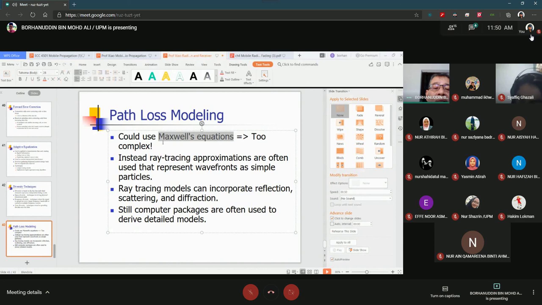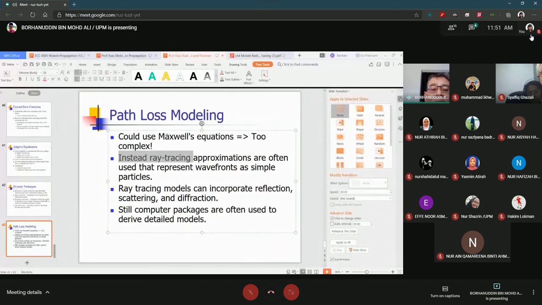So for electromagnetic communications, for electrical machines, power generation, the basic equation that governs this is a set of equations called Maxwell's equations. But they are not too good for here. It is too complex. So in order to do our path loss modeling, we can use other more tractable types of method. In this case called ray tracing. So ray tracing, they can represent your electromagnetic waves as a point source. It's like a light, like a torchlight.